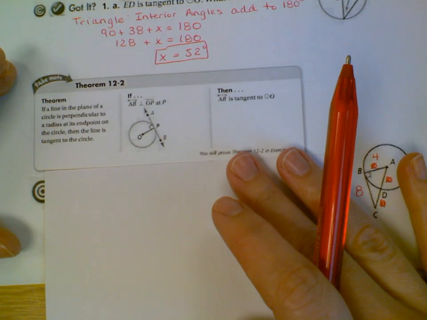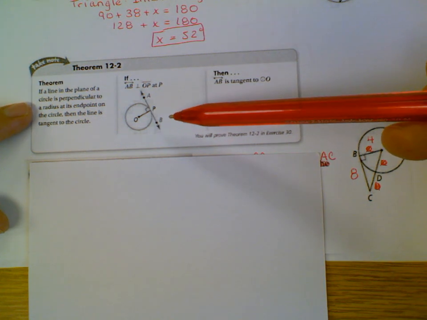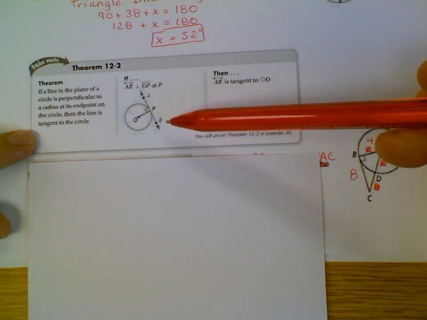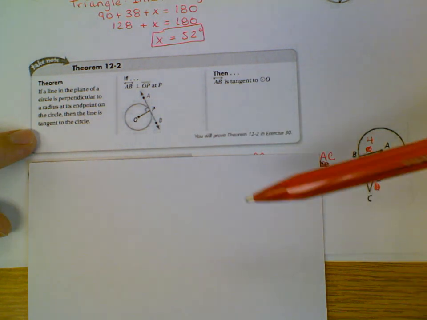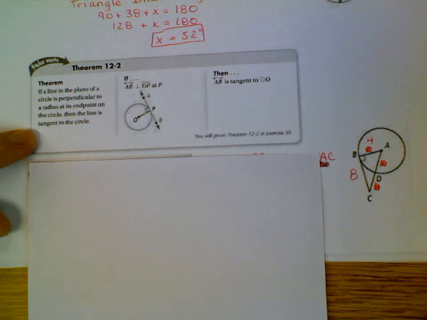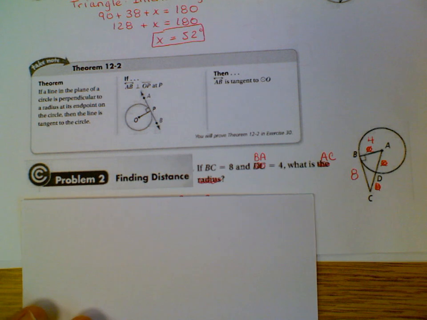Okay, the next theorem says, if a line in the plane of a circle is perpendicular to a radius at its endpoint on the circle, then the line is tangent to the circle. What it's saying is, if you can verify that these are right angles, then I know that line would be tangent. So, here's my first problem.